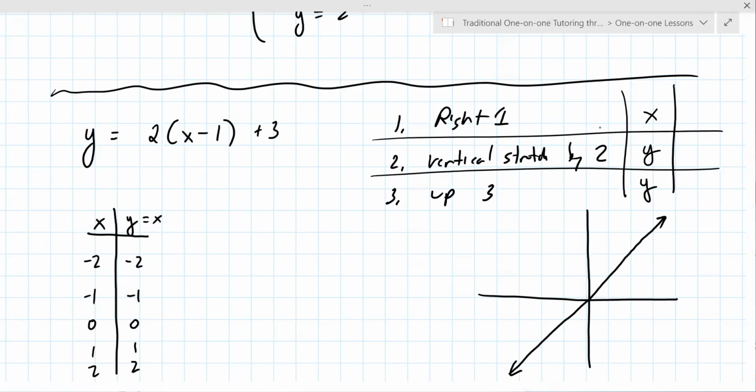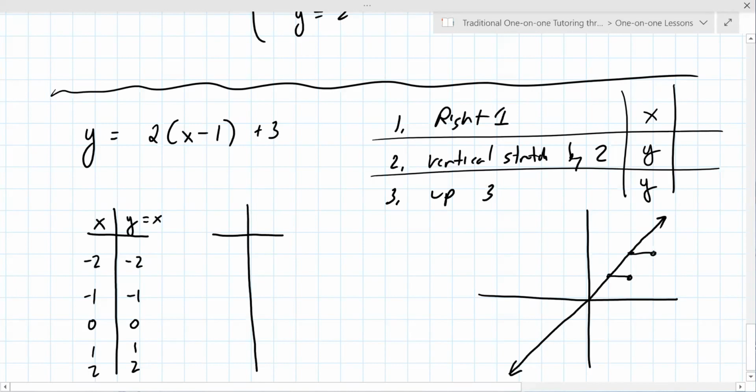Right 1 affects the x. So what are we doing to the x if we're going right? See how this point's going over here: 0, 1, 2, and 3. You're adding 1 to it. Okay. Now this next one says you multiply the y by 2.